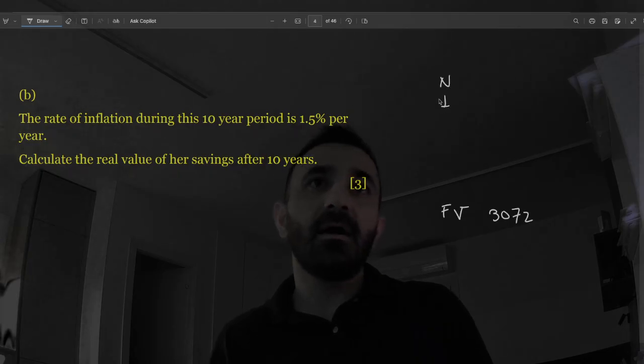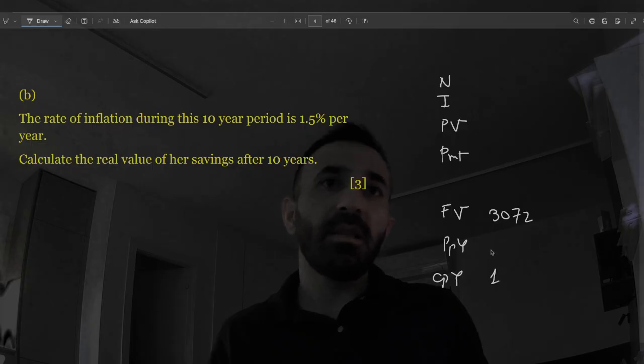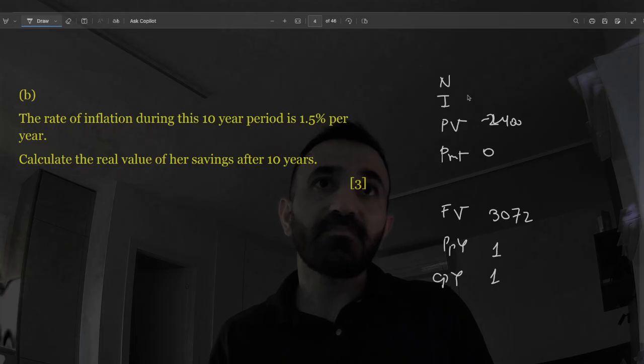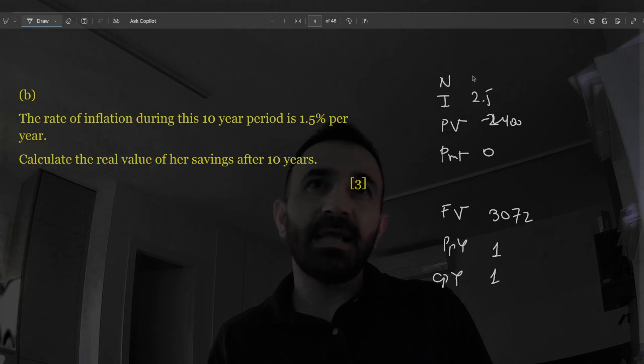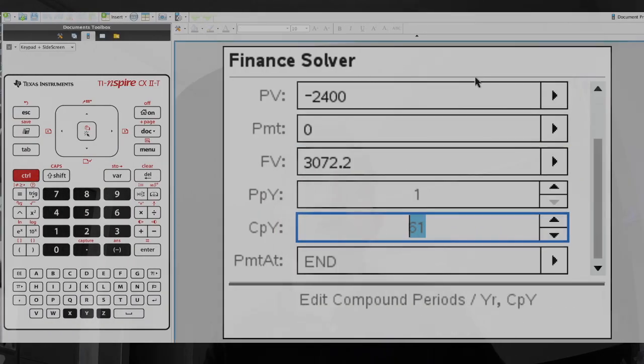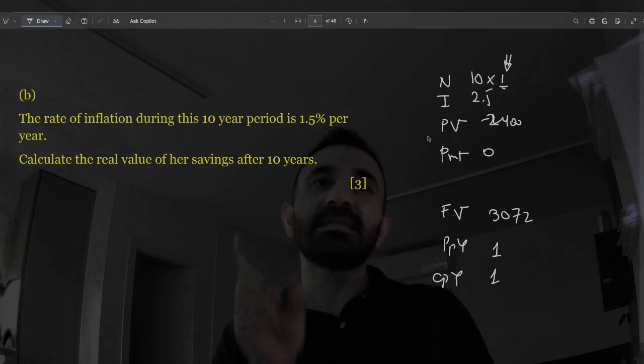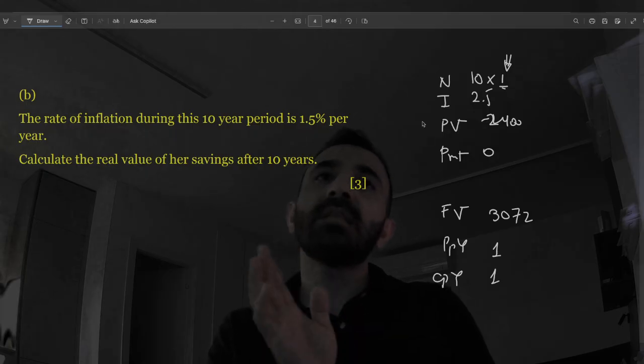So N is 10, I is 2.5, present value is minus 2,400, PMT 0, PPY and CPY are both 1, and after 10 years, 10 times 1. Remember, always put it like this, 10 times 1, because many times students make a mistake here. In this case, you have to multiply by 1, so 10 times 1 is going to be 10.